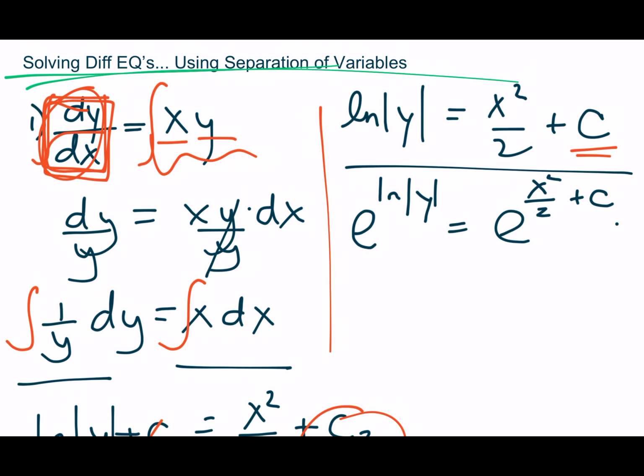E and natural log love each other, and so long as there's nothing in between them, they're going to run off together, they're gone. So I'm just going to get a y here. It's okay to lose the absolute values because of what's coming, because I have this here. It's e to a power. E to a power cannot be negative, right? It's e to the x squared over 2 plus c. All of that is in the exponent.